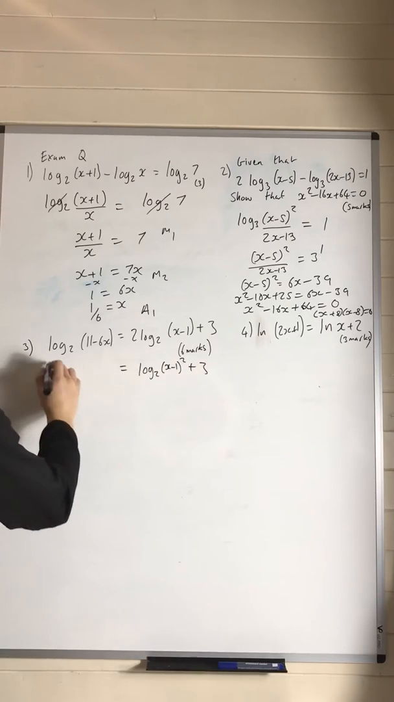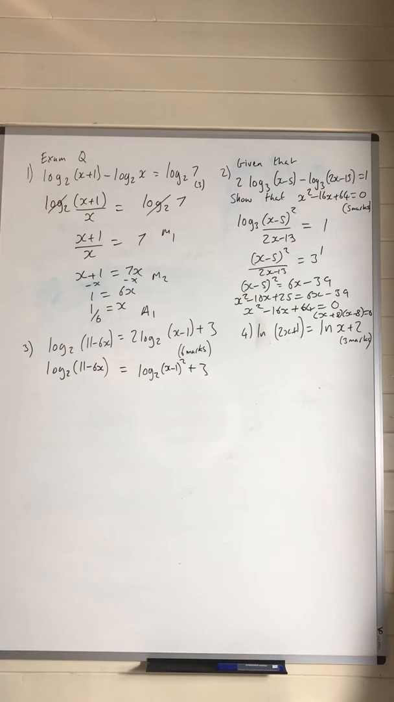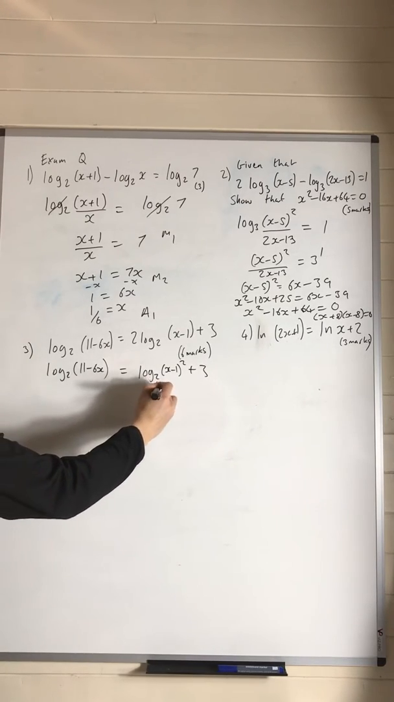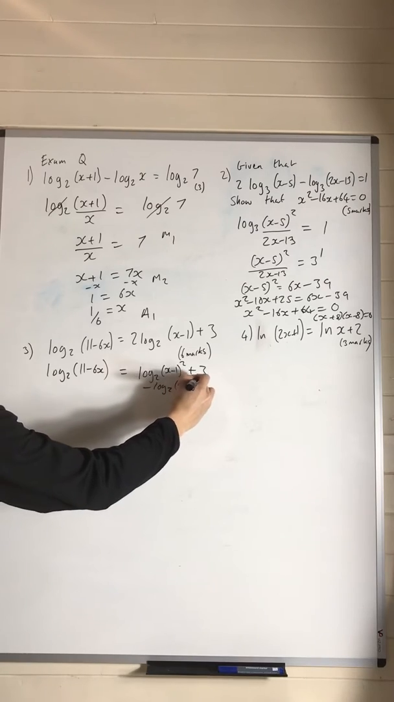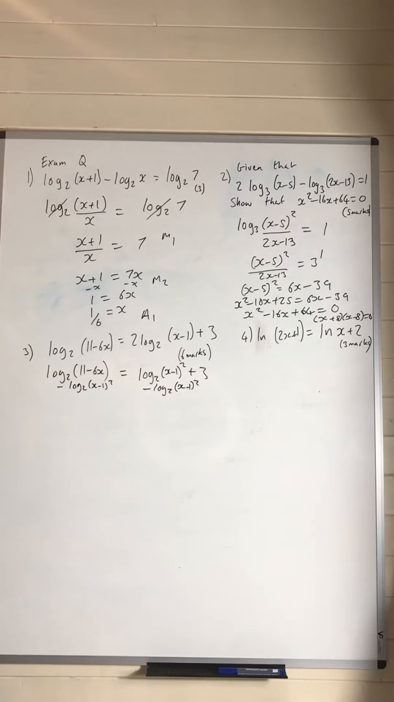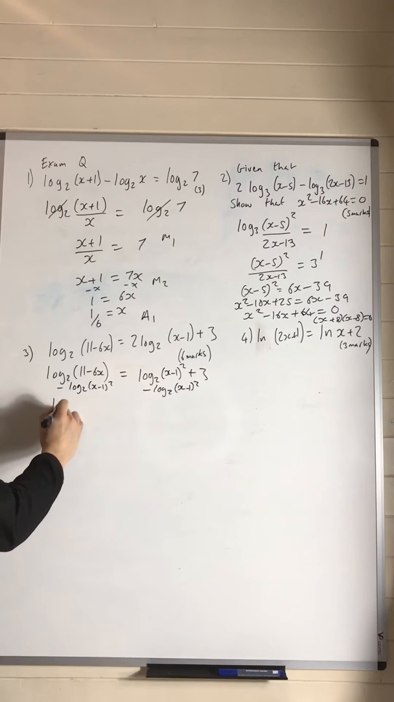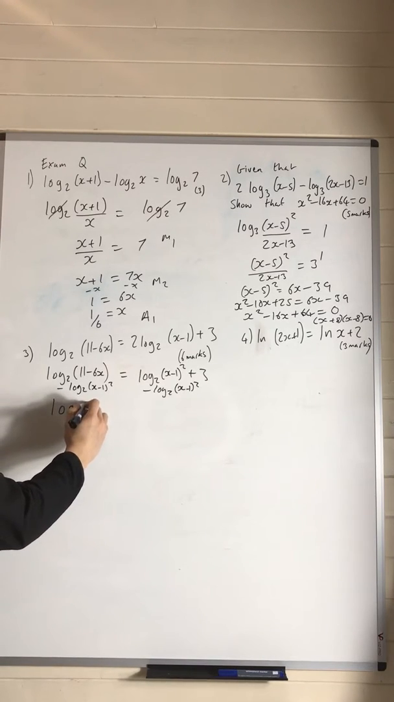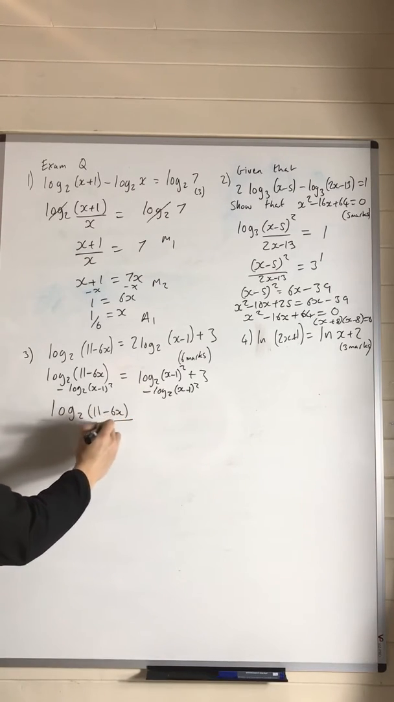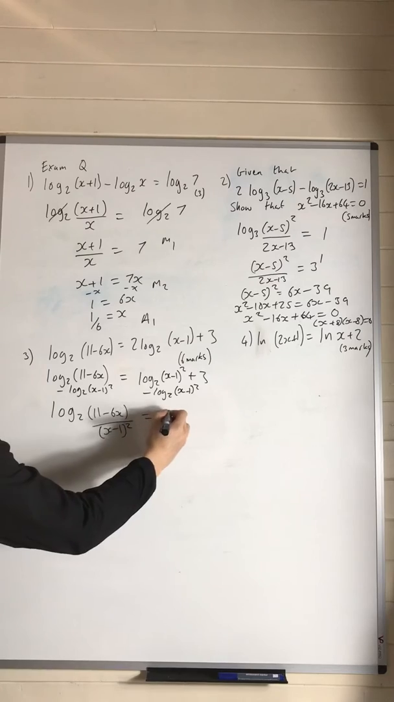plus 3. And all this gives you valuable method marks, guys. You need to develop this skill. Now remember, we subtract on both sides. We can then use the log division rule. Minus 1 squared equals 3 now.